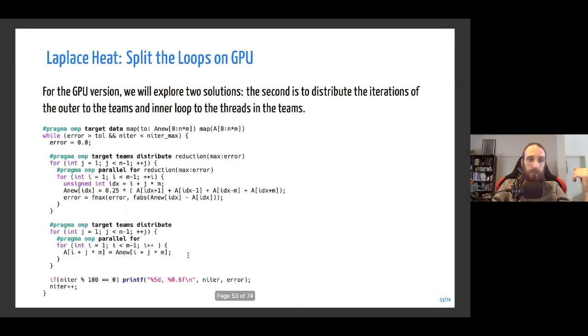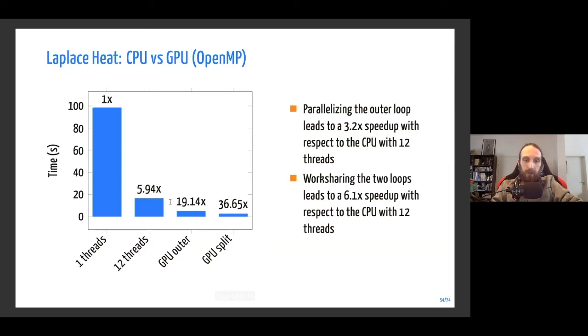Okay, the second option is, as we have seen before, we can just distribute the iterations of the outer loop between the teams, and parallelize the inner loop by saying that the threads in this team should take care of the i iterations. And we do the same for the second kernel. And let's compare the performance that we get from that. So these are the results we get.